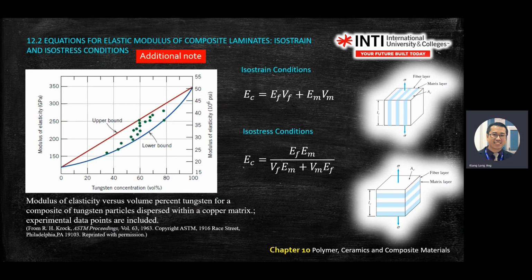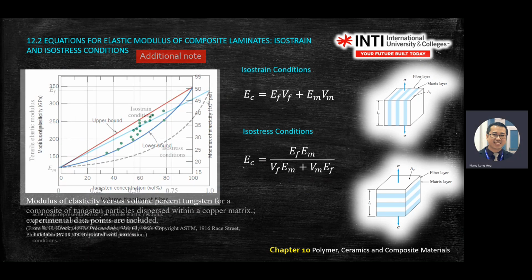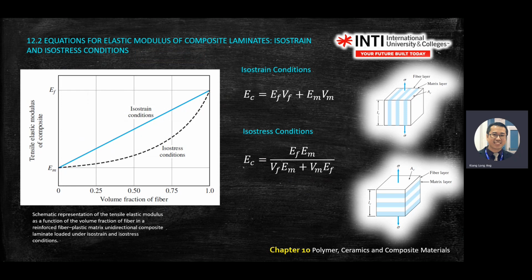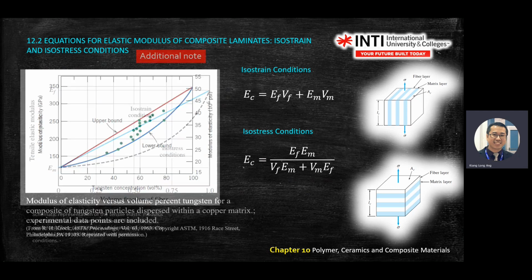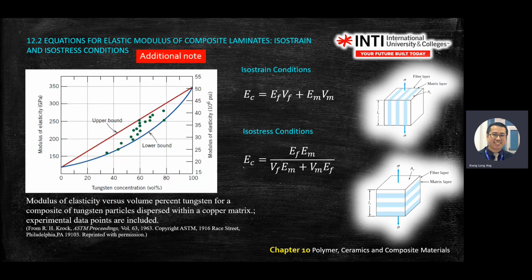Okay, so these are additional notes. I compare. This is a simplified diagram. The additional notes is that I changed the graph into a real scenario, which is the tungsten concentration volume percentage. So you can see the upper bound and lower bound of the tungsten. This one is the copper matrix with tungsten fiber. You can see the red one is the isostrain, the blue one is the isostress.